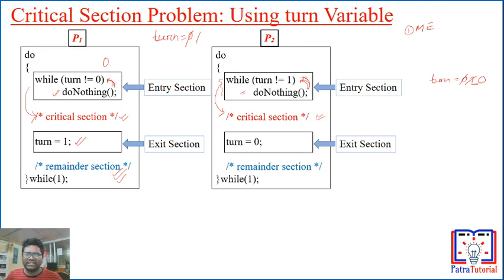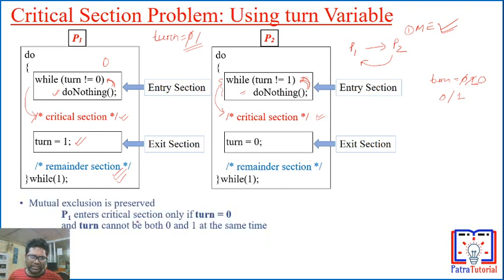So what is happening is, P1 is giving a chance to P2 and P2 is giving a chance to P1, right? And since the variable turn cannot be 0 and 1 simultaneously, the value of turn will be either 0 or 1. So only one process will be in the critical section, so the mutual exclusion condition is satisfied, right?